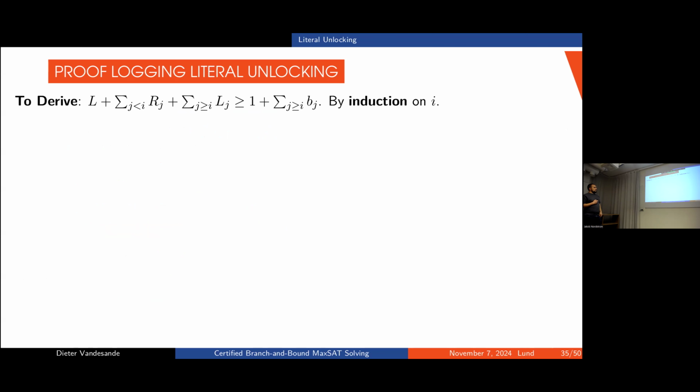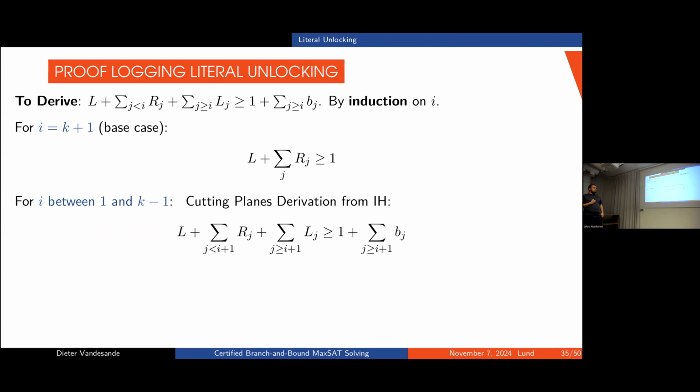To derive that, we do this by induction. For the base case, it's just a new core that we have found. Then for the induction step, we show that there is a cutting planes derivation, and I will not have the time to go completely into it. If you have interest in that, I can show it later on. I have some backup slides on this. But I show that I can derive this from the induction hypothesis. And in the end, when we reach i equals 1, then we have indeed derived a new lower bound.